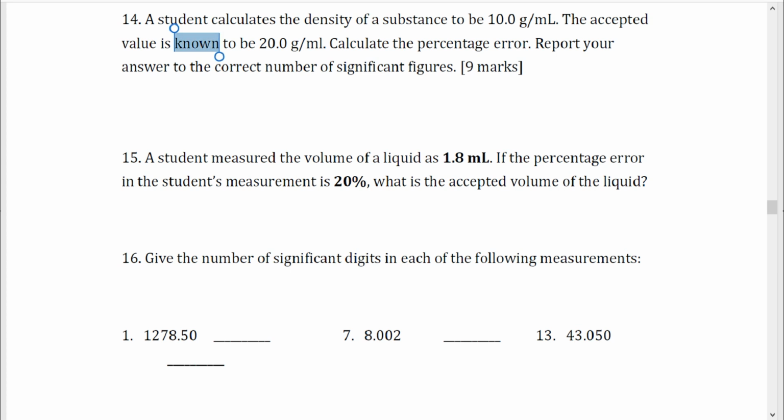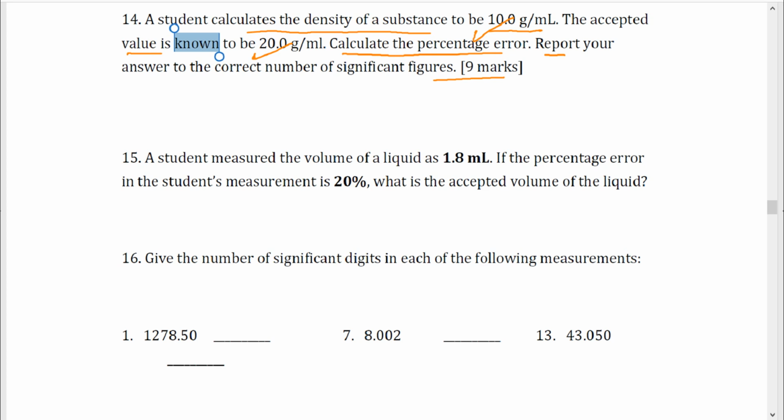A student calculated the density of a substance to be 10. So the measured value was 10. The accepted value is 20. Calculate the percentage error and report your answer to the correct number of significant figures.